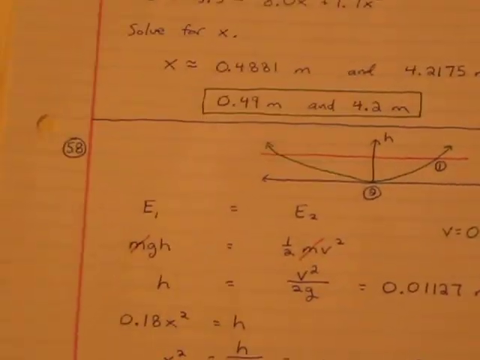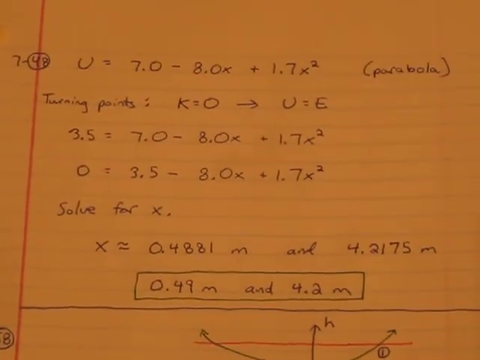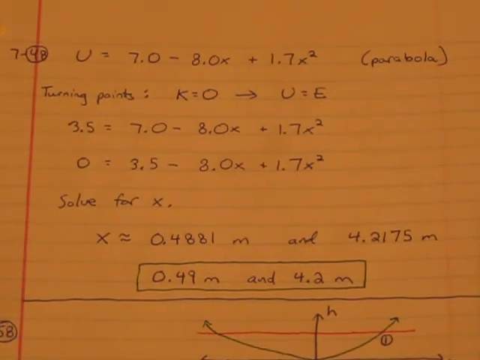Number 48. All right. Number 48, a particle with energy 3.5 joules is trapped in a potential well, described by the equation. Find its turning points.